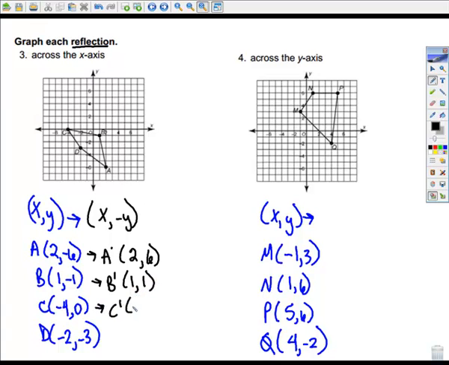C prime is negative 4, 0. Well, the opposite of 0 is still just 0. And D prime is negative 2, positive 3. So let's go ahead and graph this. 2, 6. This is A prime. 1, 1 is B prime. Negative 4, 0 stays right here. So that's C prime. And negative 2, 3 is right here. That's D prime.